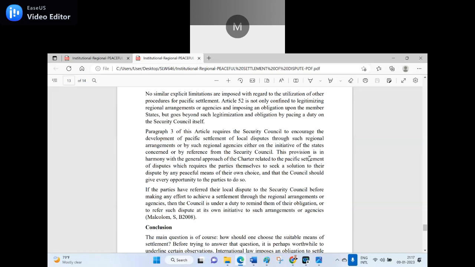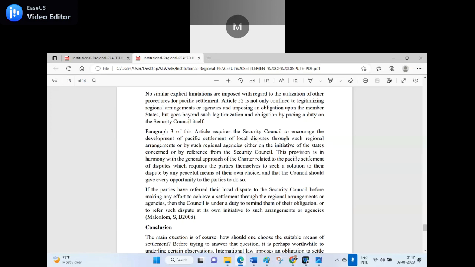So what I want to make clear is that it is the regional agencies and regional bodies that try to resolve the dispute in an amicable manner, without disturbing the peace of the state or encroaching on the sovereignty of the other state. So, all on the initiative of the states concerned or by reference from the Security Council.